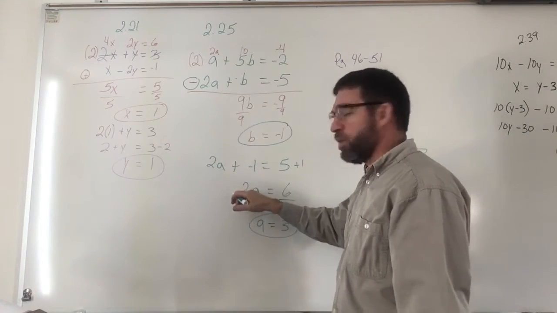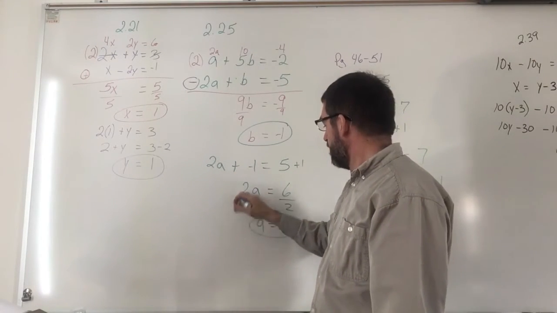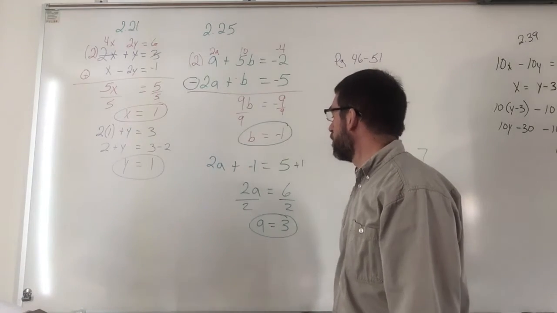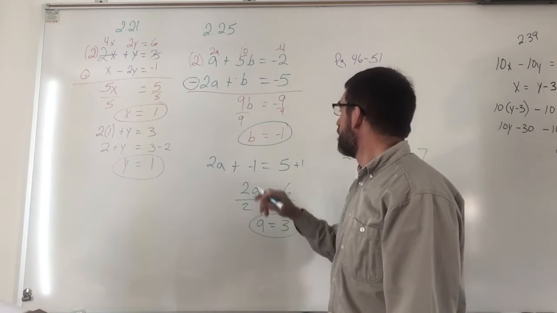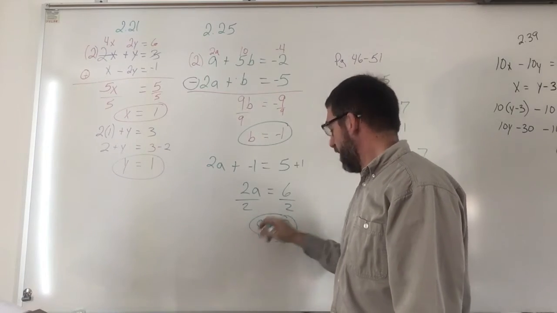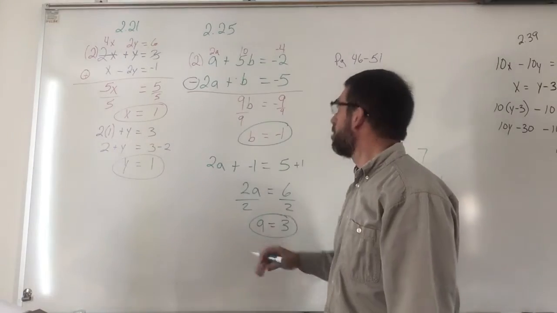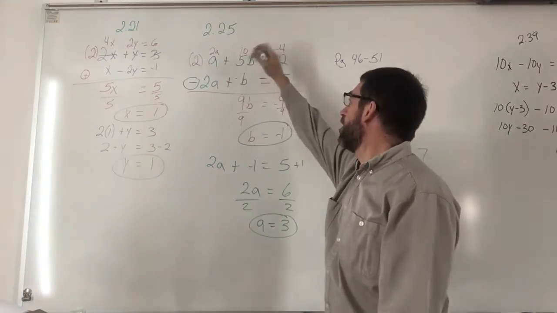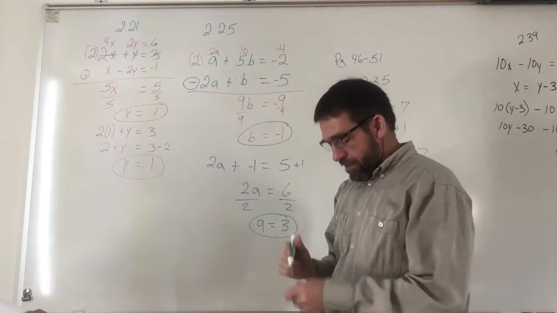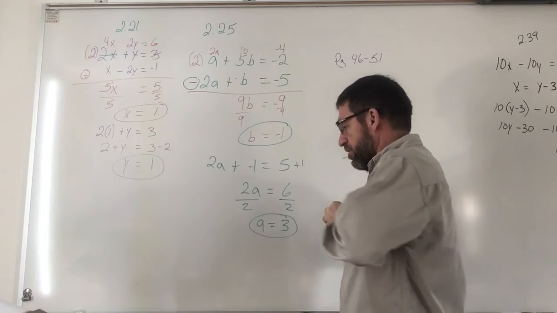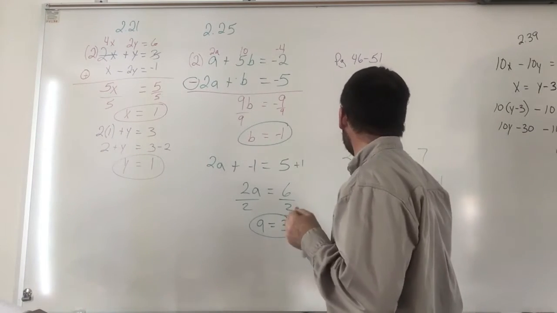And then I've got the 2A. Isolate the A, divide the 2 into the 2, divide the 2 into 6, A equals 3. So my answer is B equals negative 1, A equals 3. And you can check them. You can take them back up and put them into place in either equation to check them. Yeah, that's not too difficult, I don't think.